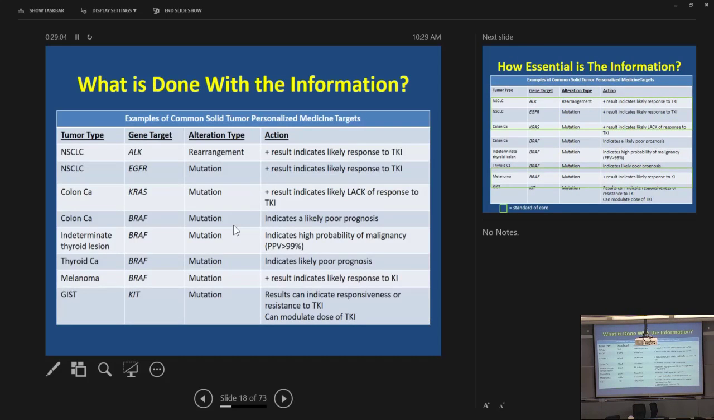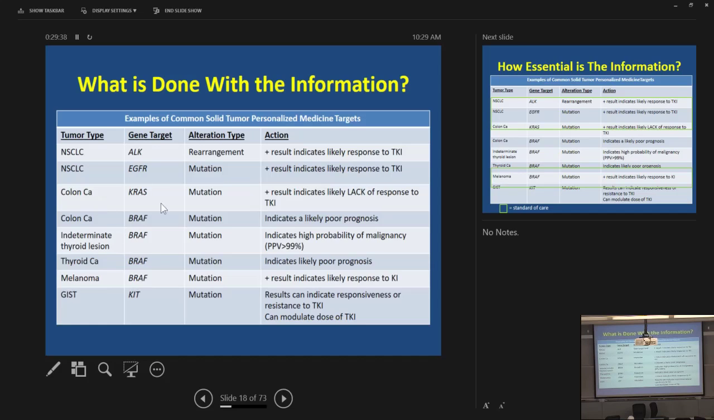Does that make sense? Is this all pretty much a basic review? All right, so what do we do with this information? You've seen this before, not anything really new, right? So for non-small cell lung cancer, we look at our ALK and our EGFRs. What kind is it? Is it a rearrangement or a mutation? What does it tell us? These are predictive or prognostic? ALK and EGFR, they're predictive, right?